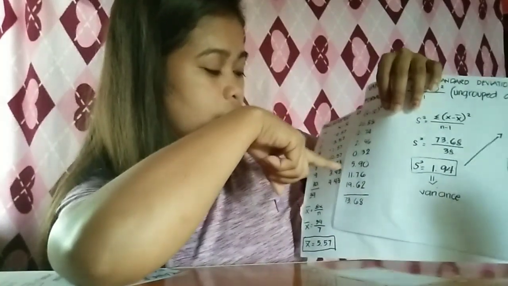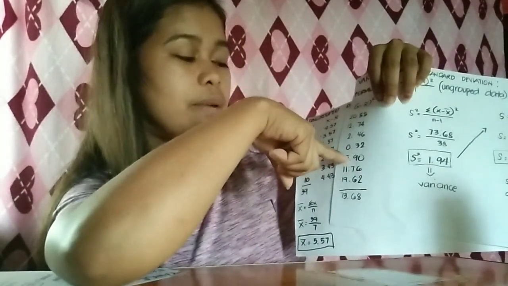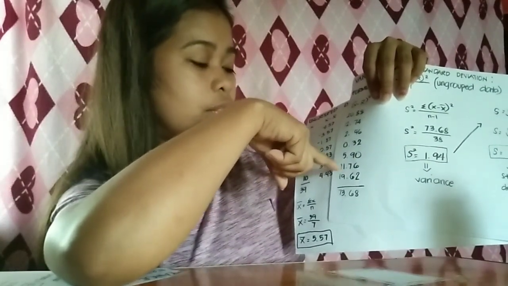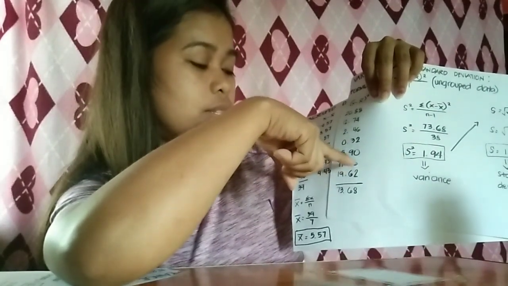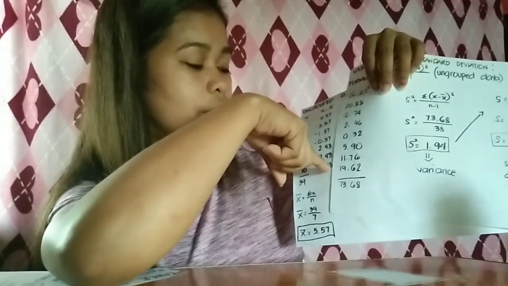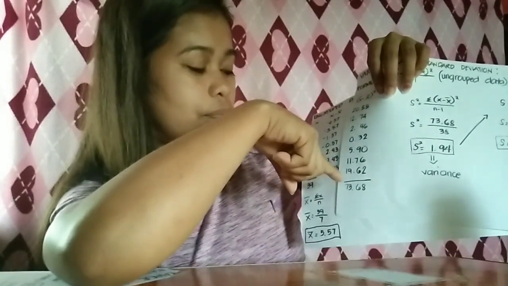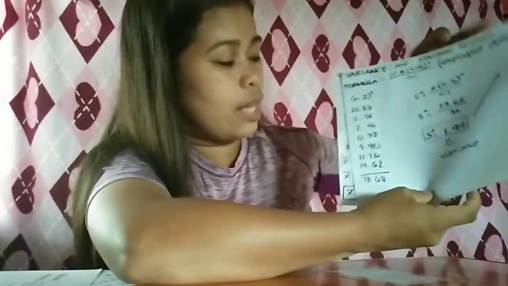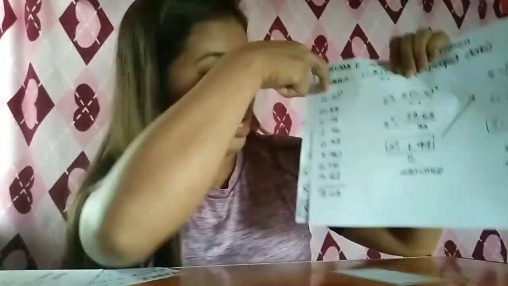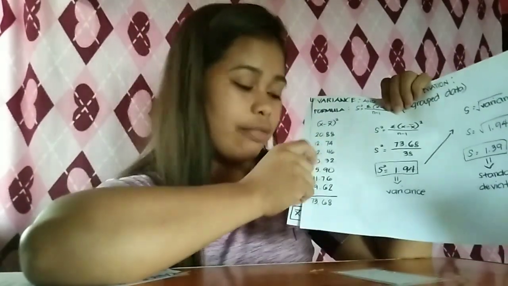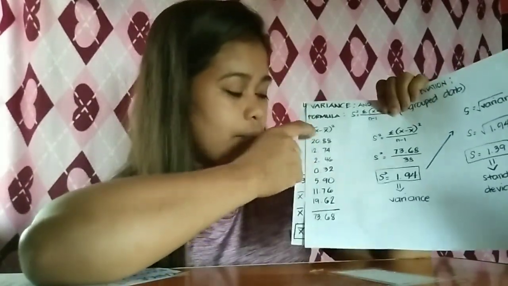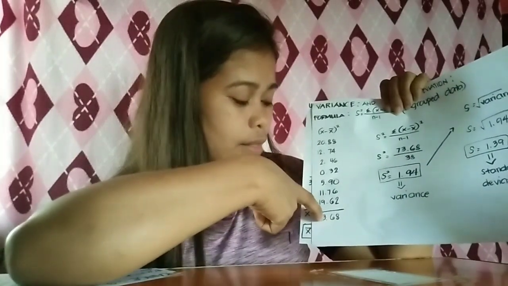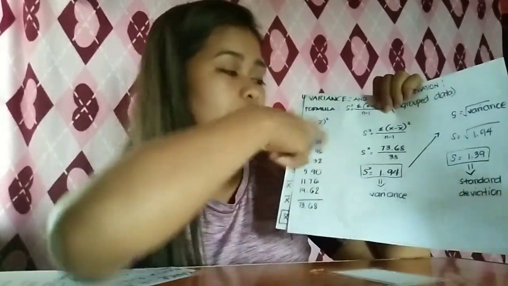Okay, 2.43 times 2.43 is equals to 5.90. 3.43 times 3.43 is equals to 11.76. And 4.43 times 4.43 is equals to 19.62. Okay. Ang diri, sumahon ta man ni siya para makuha ta aton nga variance. To get our variance, sumahon ta ni. Ang total is 73.68.